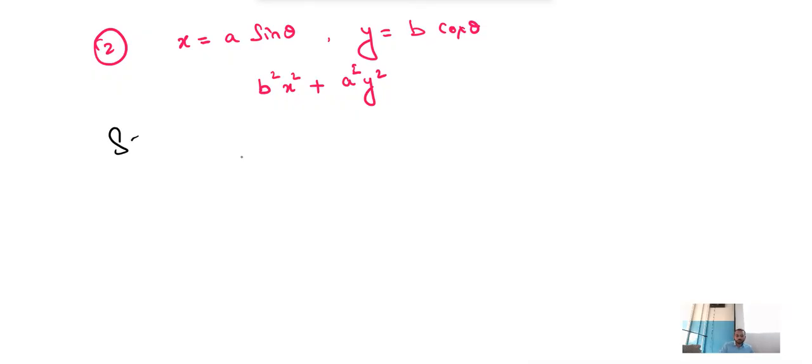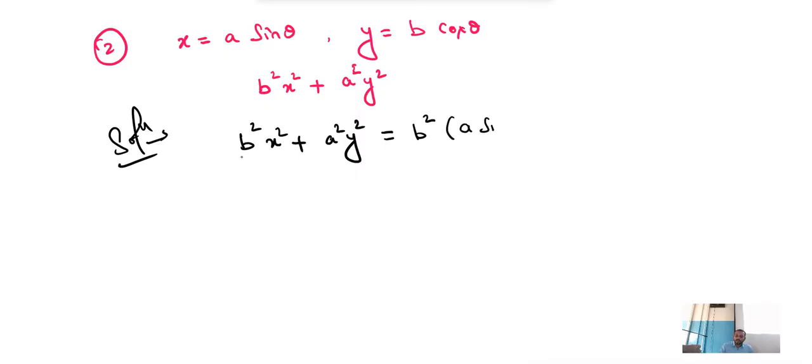Shall we write the solution? The answer: b square x square plus a square y square is equal to b square, keep it as b square only. What is x? a sin theta. Then what is x square? a sin theta whole square. Substitute: plus a square only into y square. What is y? b cos theta. y square is b cos theta whole square.